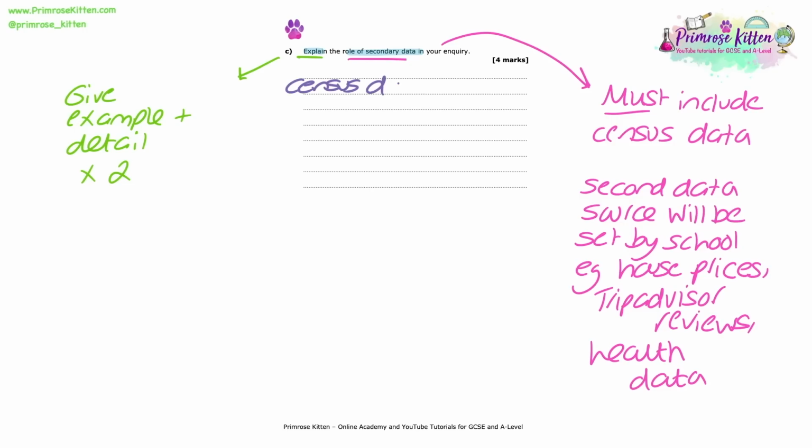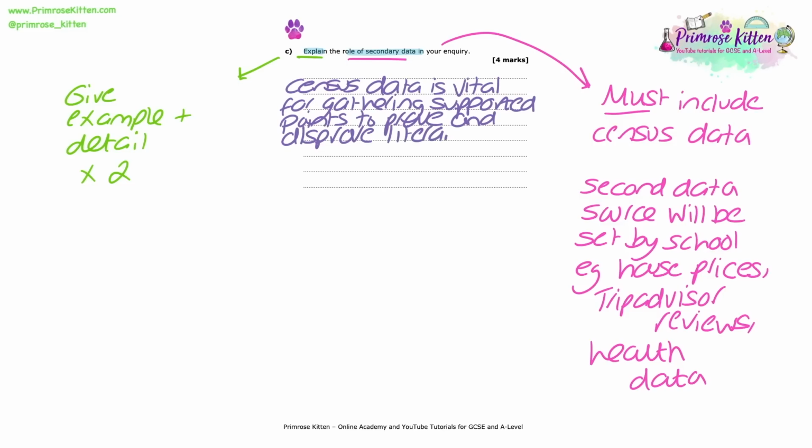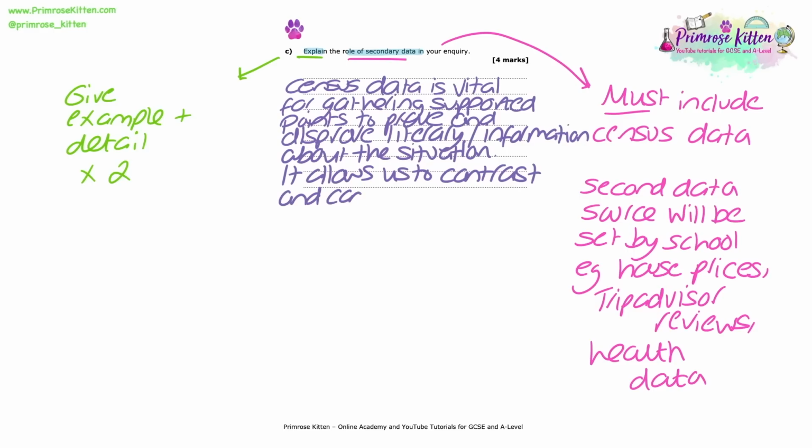A suggested response making use of the sensor data as an example might give some detail by saying that it is vital for gathering supportive points to prove and disprove literary information about the situation. It allows us to contrast and compare areas of the primary data collected.